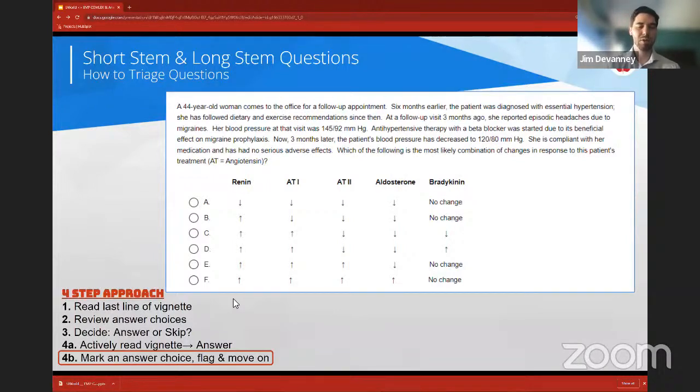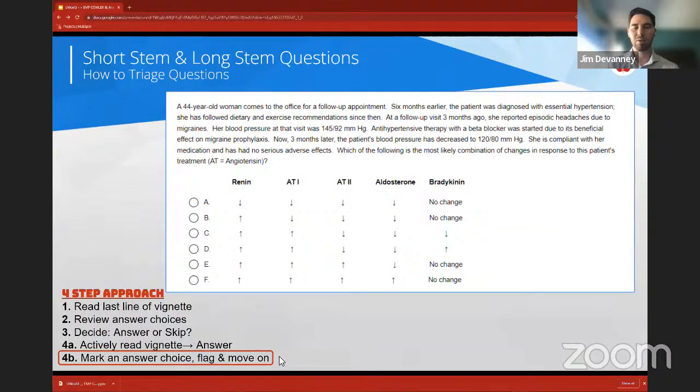And then using that information, we will decide in step 3 if we're going to take this question now or answer it and move on. So since this is one that would cause me more anxiety, this was one that would likely take me longer time and take away from future questions, I would decide to pick an answer, flag it, as Caleb said, and come back to answer it later in the block if I have time.